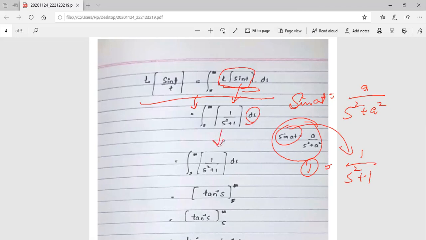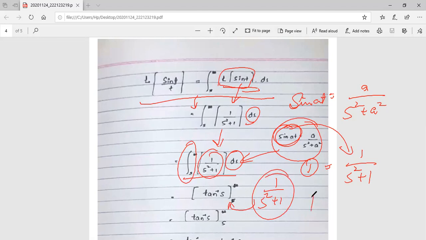Okay, so I will write this once again. The Laplace transform of sin at, we will get integral from s to infinity of 1 divided by s square plus 1 ds. When we integrate this function with respect to s, the formula for 1 divided by s square plus 1 gives tan inverse of s, with the upper limit infinity and lower limit s.